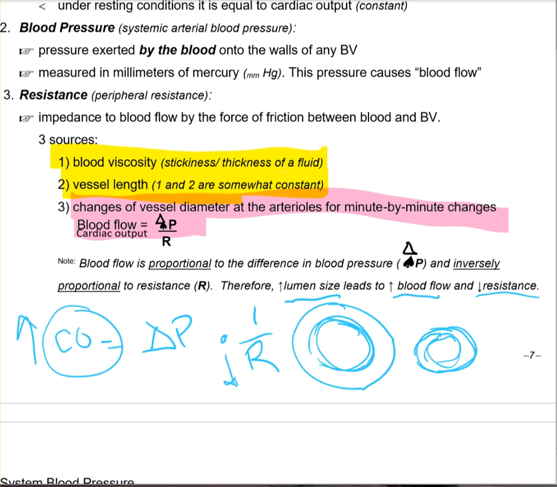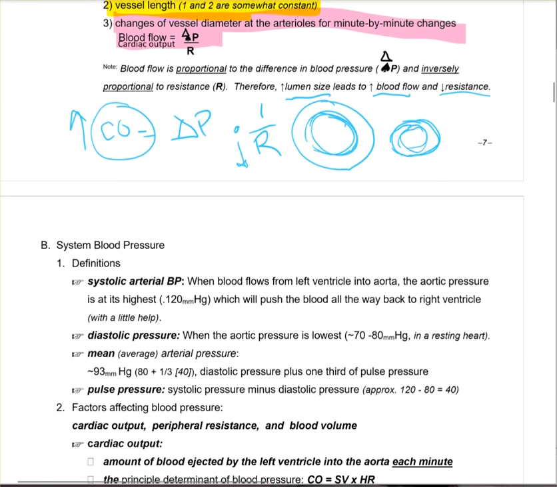And again, that's kind of intuitive. If we have a bigger pipe that water's going through, you can have more blood go through per minute, and the resistance is lower. But if we have a really small pipe, we can only get so much blood through that pipe per minute at a time. Okay, so that's the first thing.